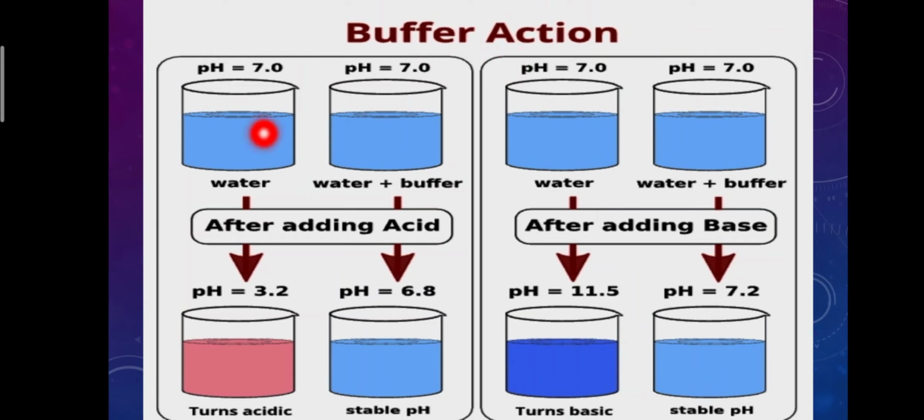This is pure water and its pH is 7. After adding acid, a change in pH occurs and the pH becomes 3.2. While in the buffer solution, after adding the same amount of acid, there is a negligible change in pH, that is 6.8, which is nearer to 7.